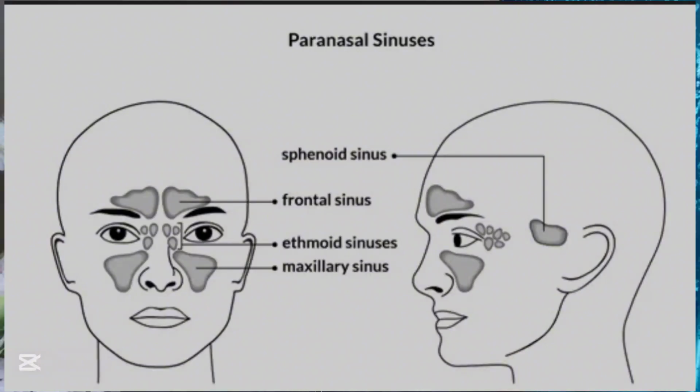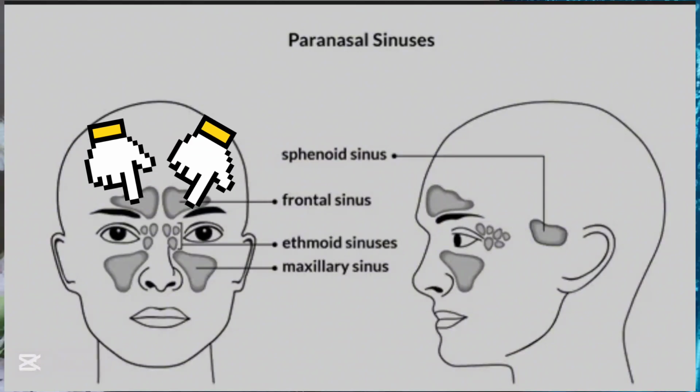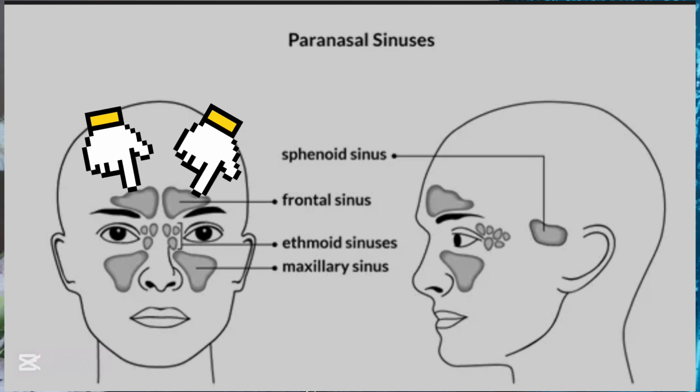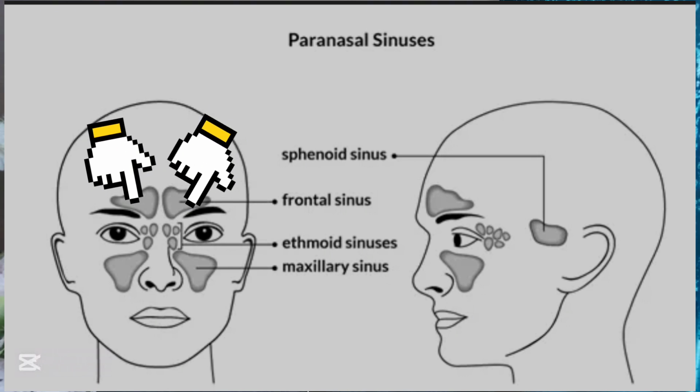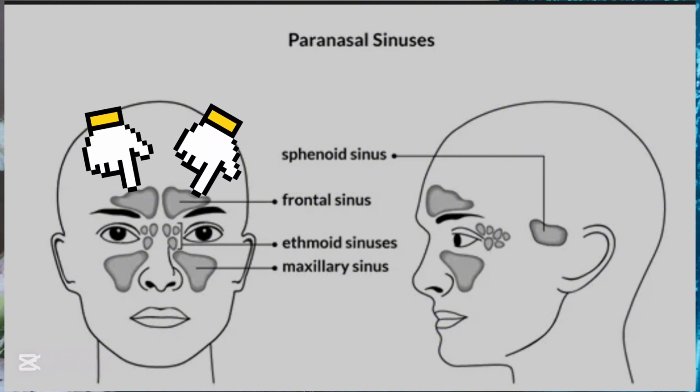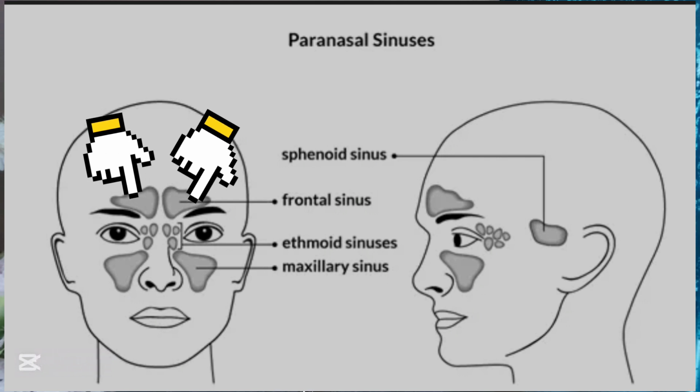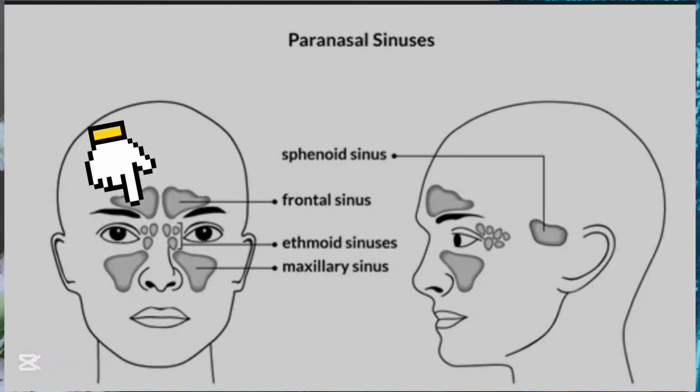The frontal sinuses, by the way, are located above the bridge of the nose and along the inner aspects of the eyebrows. There will also be tenderness when you touch the area of the frontal sinuses. That means when you touch that area above the bridge of the nose and along the inner aspects of the eyebrows, pain will be emanating from that area.